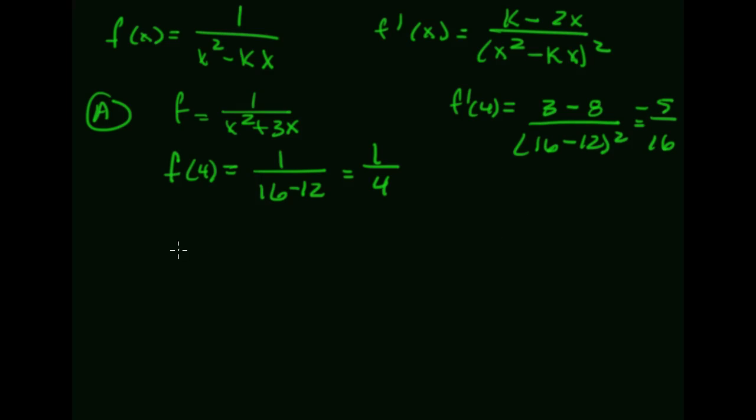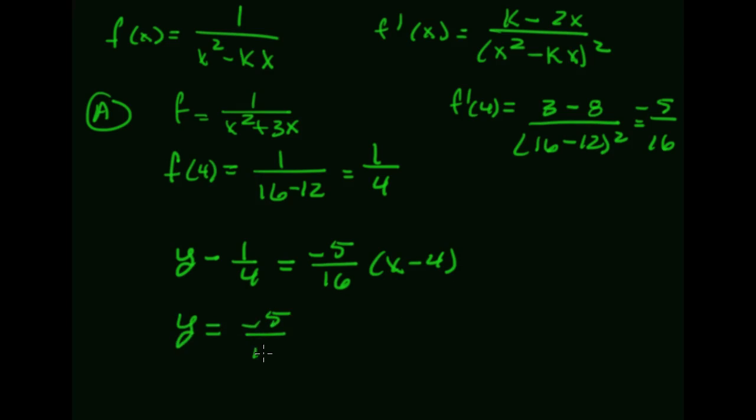So you can write y minus y1 is equal to the slope times x minus x1, which is 4 in this problem, right? So the only thing I would do is just bring the y over. And there you go. There is the line tangent to the curve at x equals 4.